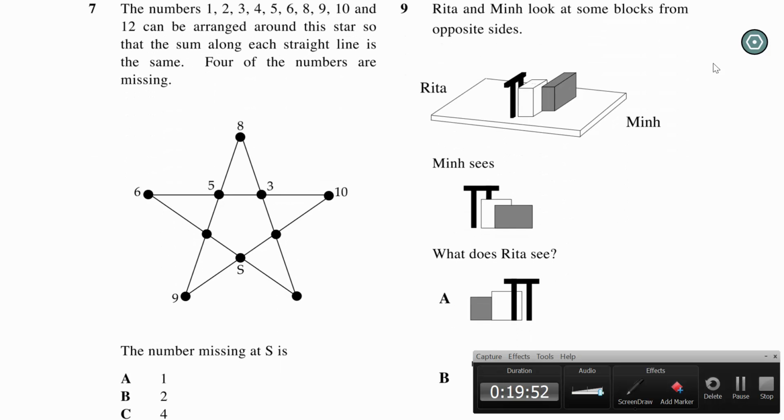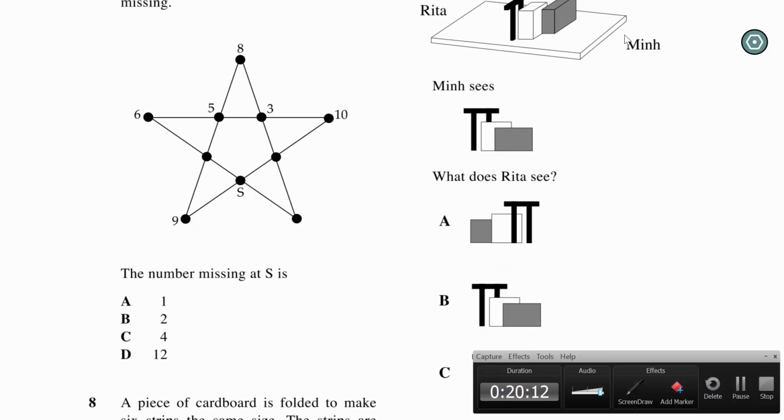Question 7. The numbers 1, 2, 3, 4, 5, 6, 8, 9, 10, and 12 can be arranged around a star so that the sum along each straight line is the same. 4 of the numbers are missing. Okay? Now, the question asks, the number missing at S is one of the following. So S is over here, and we have to find out what S is.